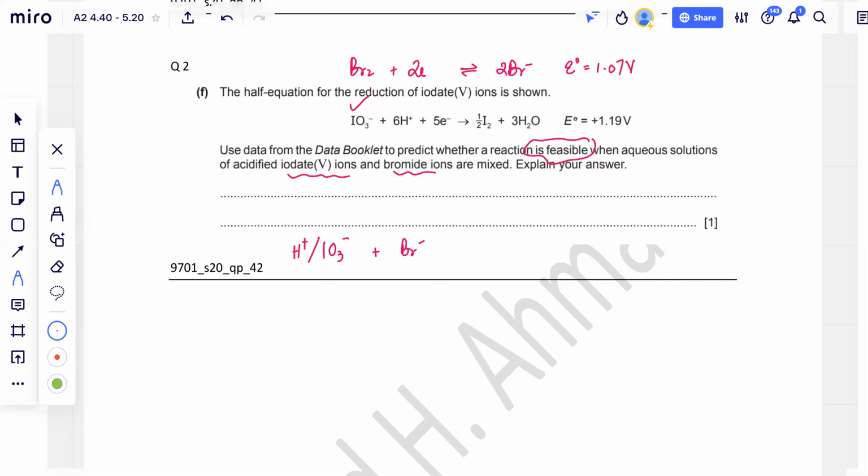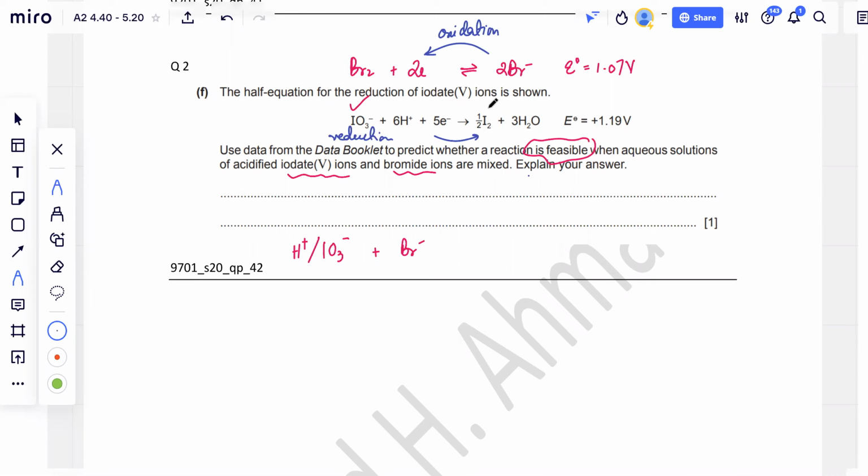Like, which one gains electrons? Higher potential, lower potential? The higher potential gains electrons. Okay, so higher potential is going to go in the forward direction, and the lower potential is going to lose electrons, right? This is the part where oxidation happens. Lower potential loses electrons, and higher potential gains electrons. That's the part where reduction is going to take place.